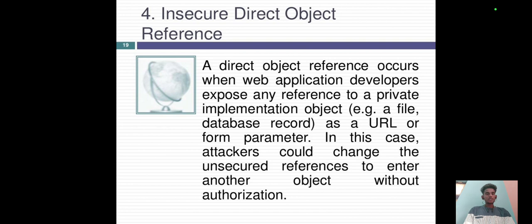Insecure direct object reference. A direct object reference occurs when web application developers expose any reference to a private implementation object, for example, a file or database record as a URL or a form parameter. In this case, attackers could change the insecure references to access another object without authorization.